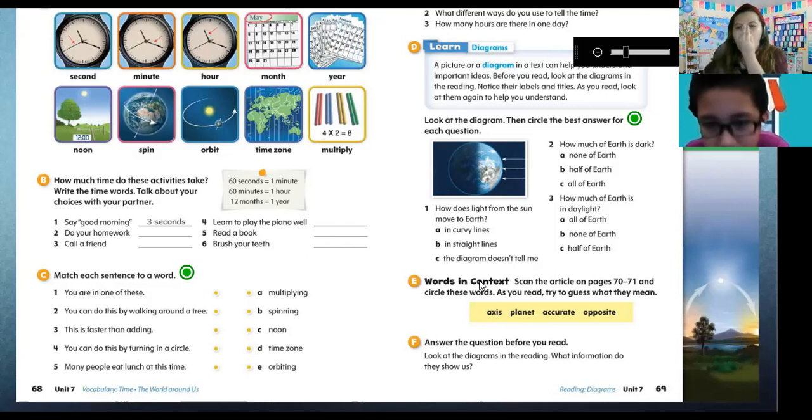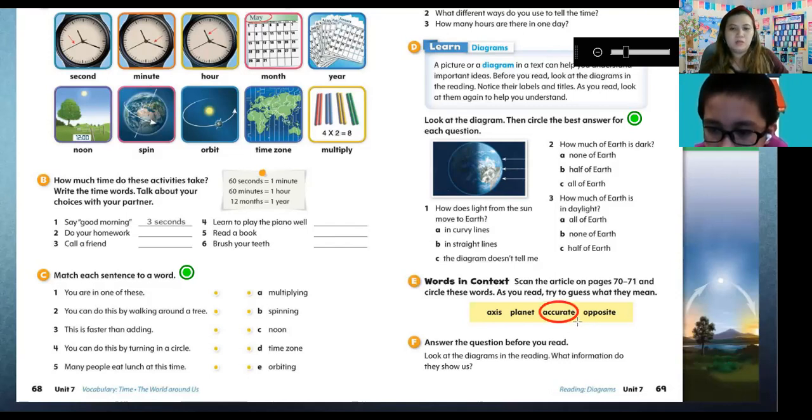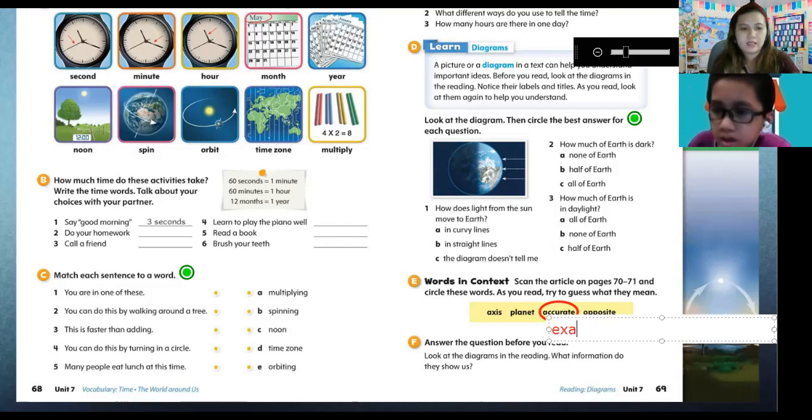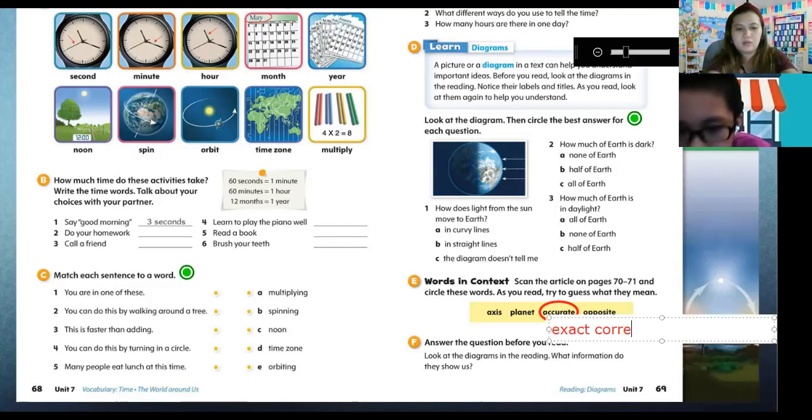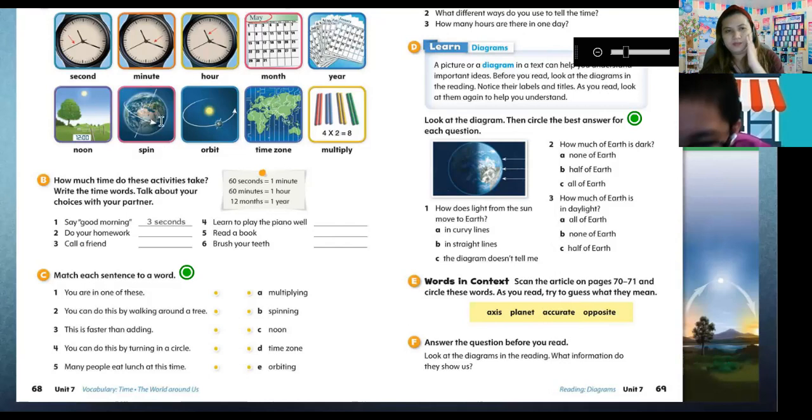Accurate. I don't know what accurate is. When we say accurate, the opposite is not the same. Okay, so when we say accurate, it also means exact. It's accurate, it's exact, it's correct. That's accurate. Oh, it's near exact. Okay, we will just keep going.